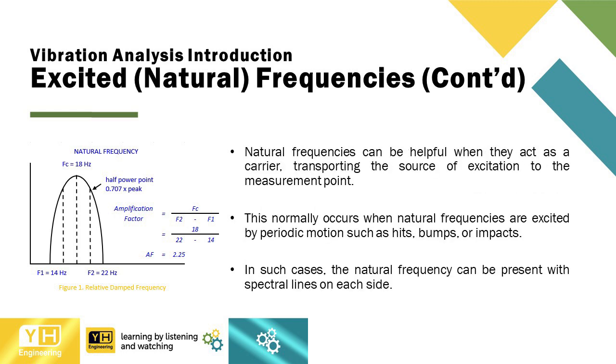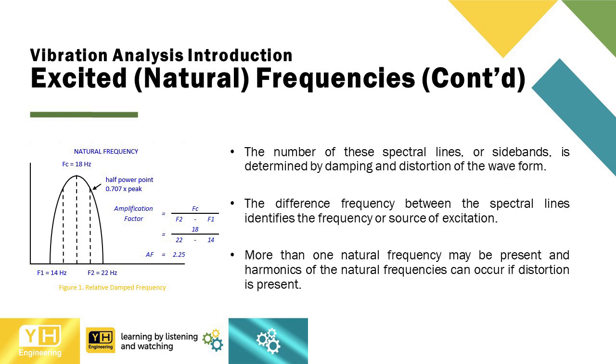Natural frequencies can be helpful when they act as a carrier, transporting the source of excitation to the measurement point. This normally occurs when natural frequencies are excited by periodic motion such as hits, bumps, or impacts. In such cases, the natural frequency can be present with spectral lines on each side.